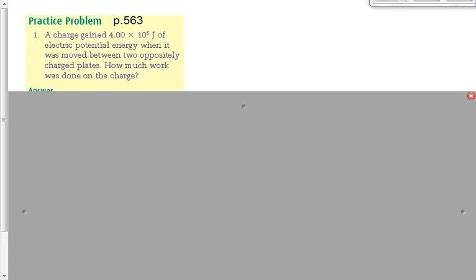Yes, good. 4.00 times 10 to the 5. If this much potential energy was gained, then the work done is going to be equal to 4.00 times 10 to the 5 joules. Is that okay, guys? I mean, this seems ridiculously easy, doesn't it? And you know what? It is.